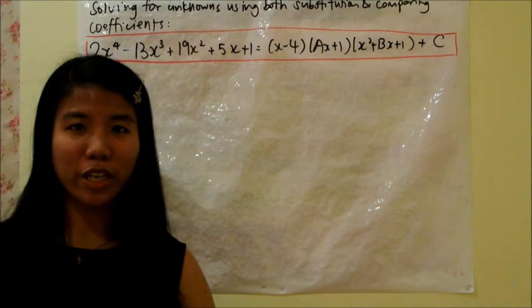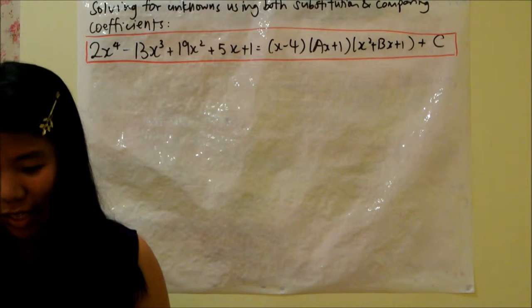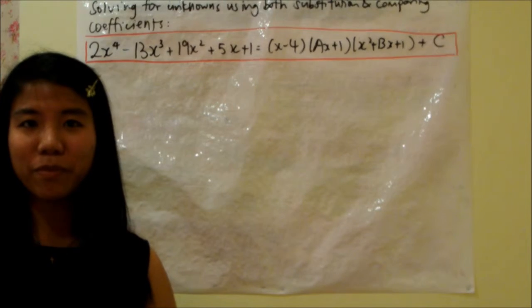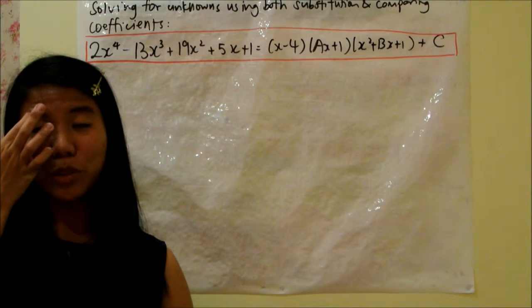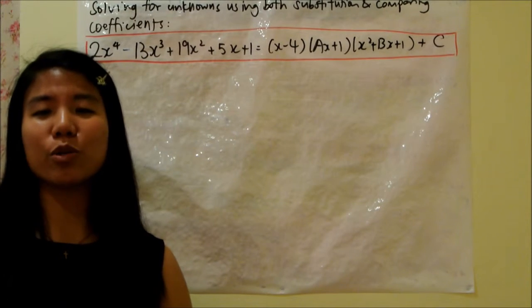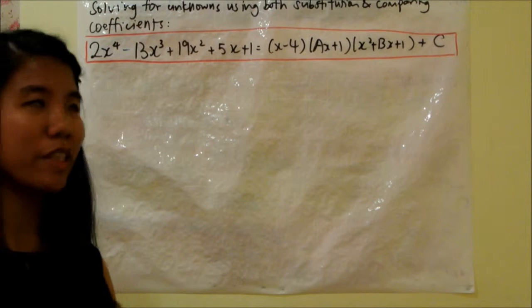Okay, now that you have tried out this question, I hope that you were able to get the solutions, which is c equals 5, a equals 2, and b equals -3. If you weren't able to get the answers, let's go through it now and see how you can use both substitution and comparing coefficients to help you solve this.